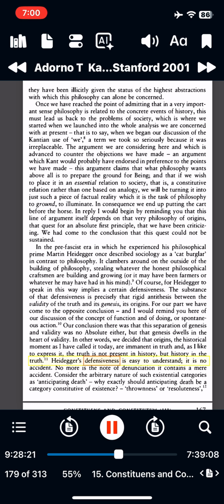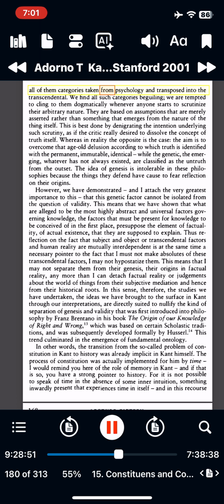11. Heidegger's defensiveness is easy to understand. It is no accident. No more is the note of denunciation it contains a mere accident. Consider the arbitrary nature of such existential categories as anticipating death. Why exactly should anticipating death be a category constitutive of existence? Thrownness or resoluteness, all of them categories taken from psychology and transposed into the transcendental.